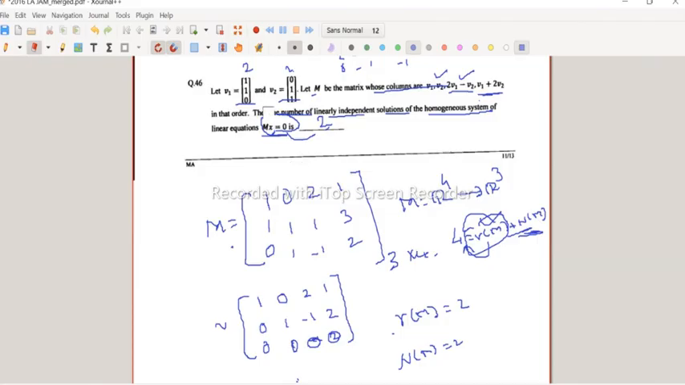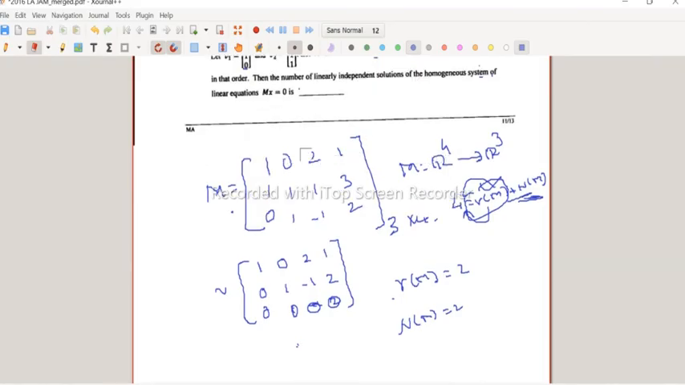So first understand what the question is. They are asking for the linearly independent solutions of Mx equal to 0. But we know that it is nothing but the null space. Null space is the set of all x such that M takes it to 0, because M can be viewed as a linear transformation. Every matrix can be viewed as a linear transformation. So the solutions of Mx equal to 0 form the null space. Linearly independent solutions means they are asking for the dimension of the null space, because the dimension is the number of basis vectors, the maximum linearly independent vectors of the null space. So got it or not?